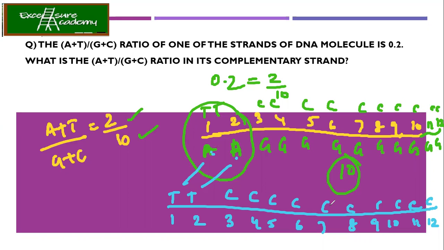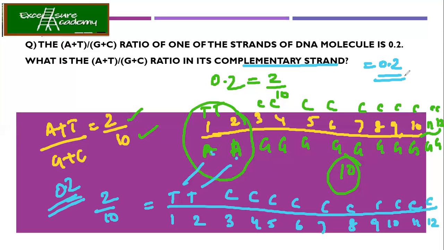Two by 10. Very good. So again, it is 2 by 10. What is the ratio? 0.2. So here the answer is the complementary strand is again going to have the ratio of 0.2. Is it clear to everyone now?